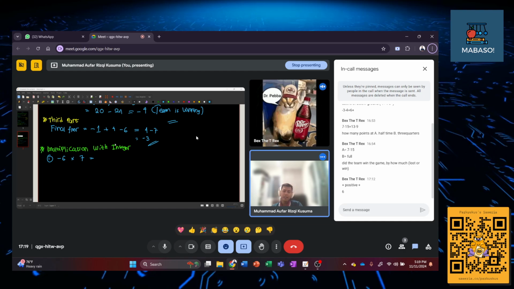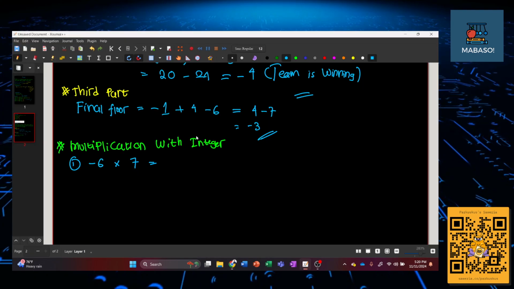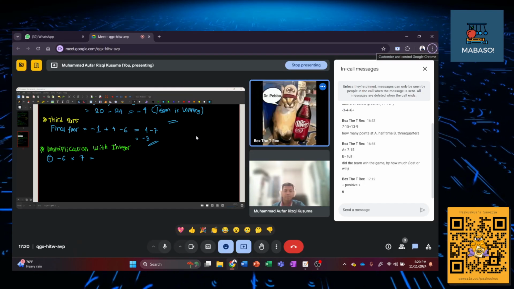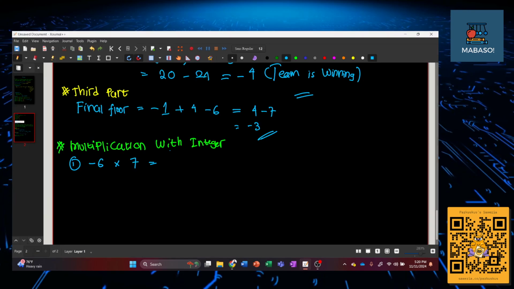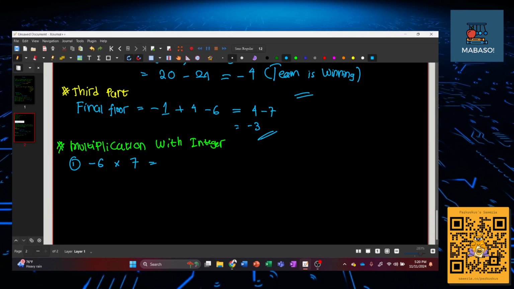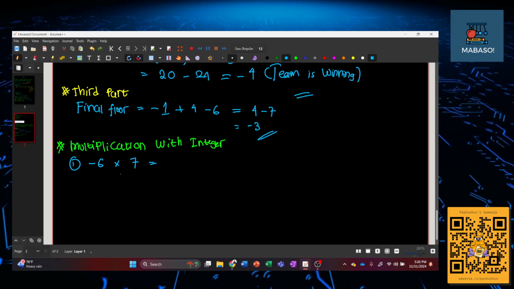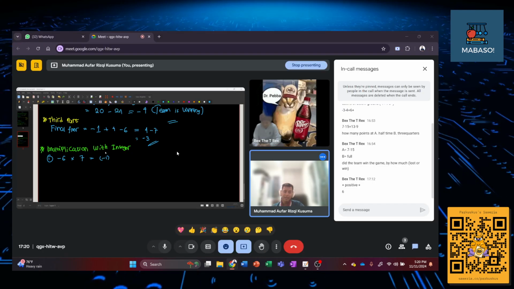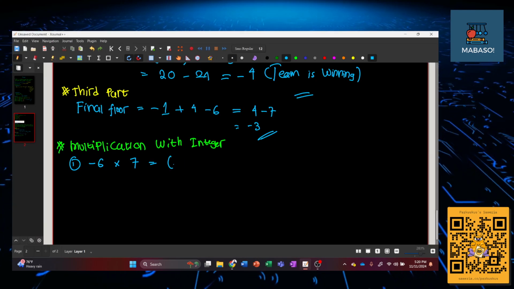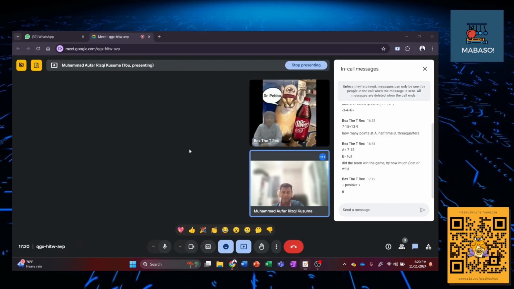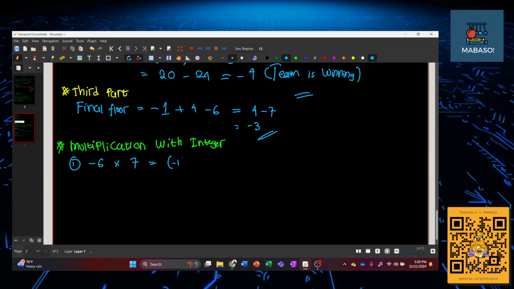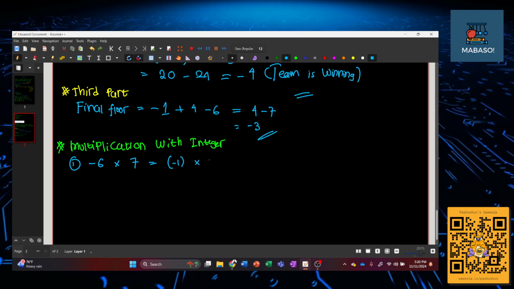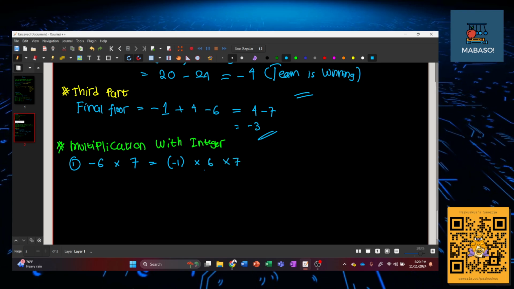Well, this is the operation with integers, right? So this is just the same as minus. We can write minus as -1, right? So this is just the same as writing it as -1 times 6 times 7.